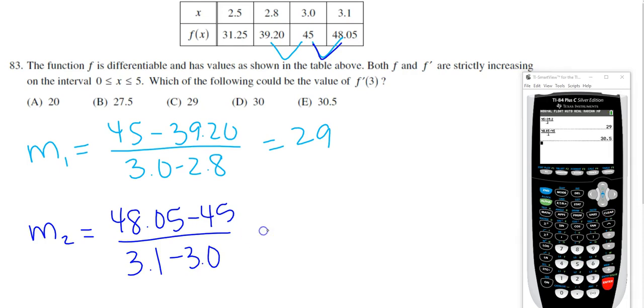And I'm getting 30.5. And I need my number to be right between those two, and there's only one option that is. So out of our options, only 30 works.